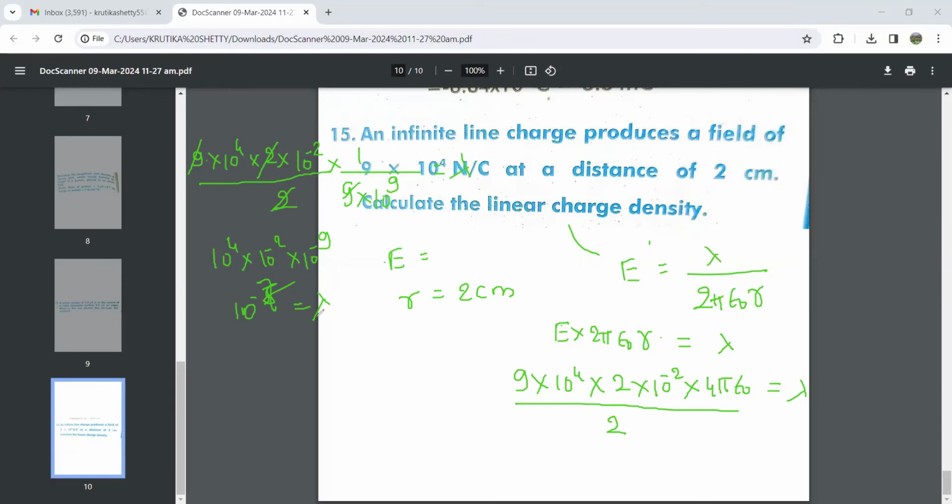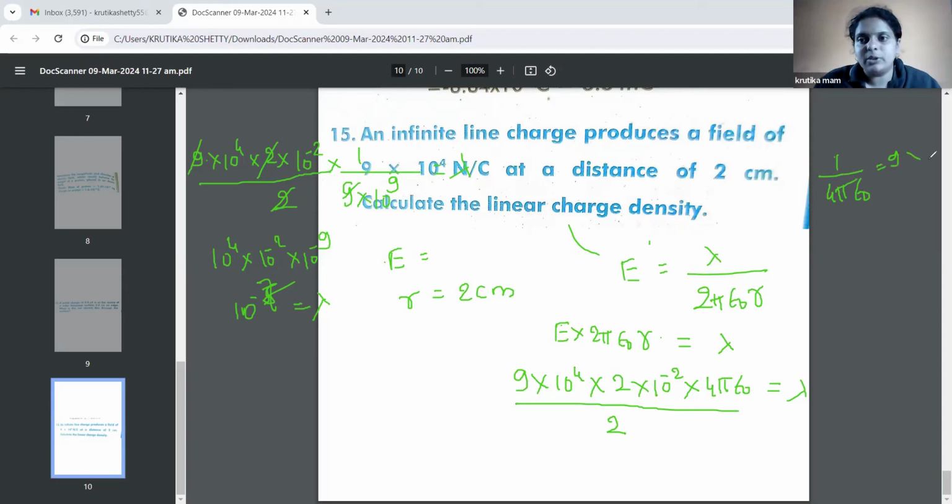Lambda is 81 into 10 raised to minus 7. 81 will come. Why will 81 come again? Because here 9 will get cancelled, 2 will get cancelled. I think you have taken the 4 pi epsilon naught value in the numerator. In the last question I discussed, we know that 1 upon 4 pi epsilon naught is equal to 9 into 10 raised to 9. So 4 pi epsilon naught will be 1 upon 9 into 10 raised to 9.